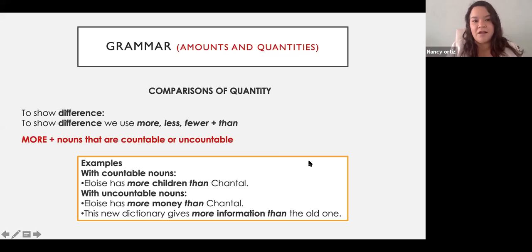for different uses. For example, to show difference, we use words such as more, less, fewer, or than, okay? Now I want you to take a look at the word fewer, okay? Fewer comes from few, okay? Very important. When we use few and a few, there is a difference, okay? A few has a positive connotation and few has a negative connotation. The article A makes all the difference.